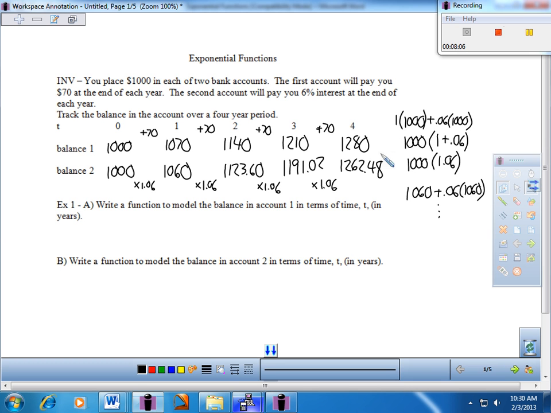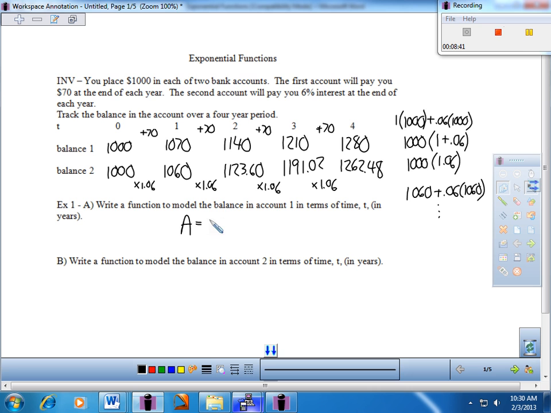So I guess I'd ask you, could you write a function to model the balance in account 1? Then could you write a function to model the balance in account 2? Account 1 is going up by $70, add 70. Account 2 is being multiplied by 1.06. Wow, really awesome. Well, maybe you've tried this already. I'm going to do A for amount. If you want to do B for balance or just your basic Y equals, you're more than welcome to. Makes no difference to me.